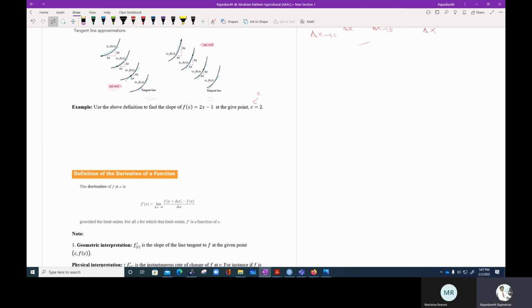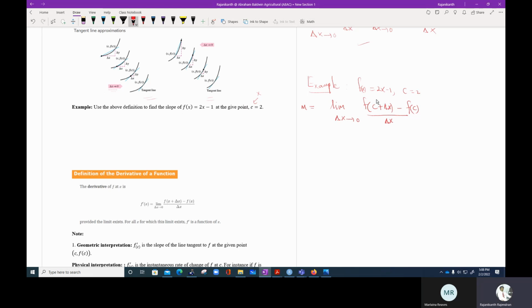I'm doing this problem somewhere here. Example 1. The function f(x) is 2x minus 1, and the point c is 2. The question is finding the slope. So I'm using the formula. The slope is given by the limit as delta x goes to 0 of f of c plus delta x, subtract f of c, over delta x. I'm using this formula, okay?